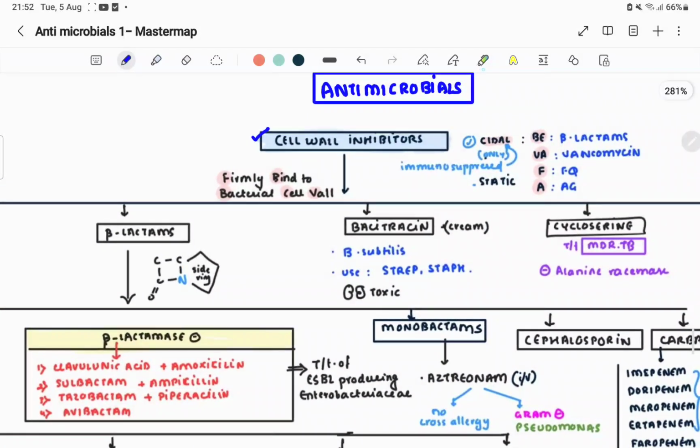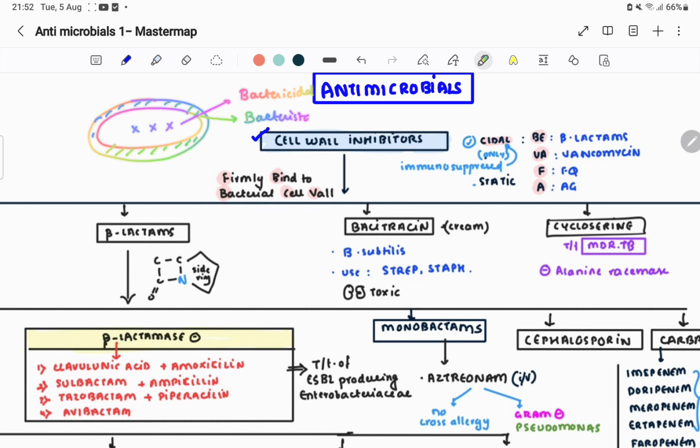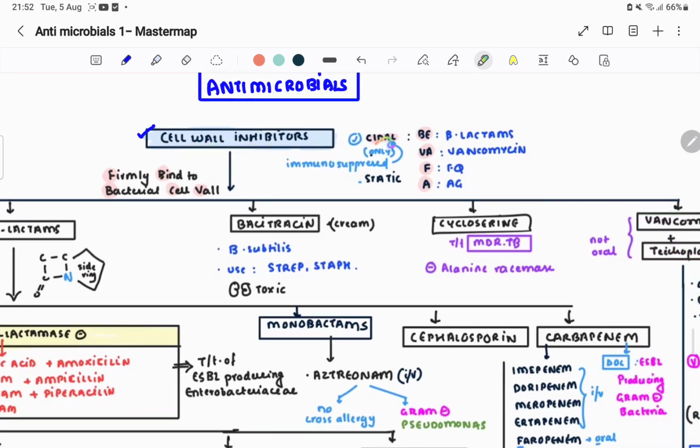So a bacteria has a cell wall, right? If it is a bacteria, then a cell wall is always there. So there are two ways of killing a bacteria, or preventing a bacterial infection: one is bactericidal and the second is bacteriostatic. So among antibiotics and cell wall inhibitors, accordingly, we can have cidal ones or static ones, right?